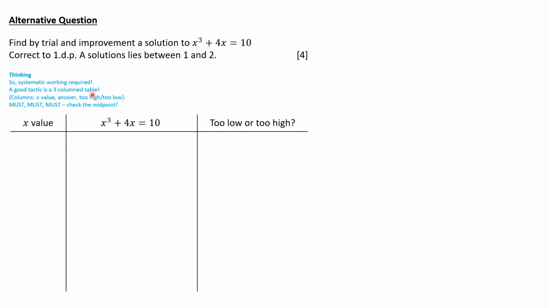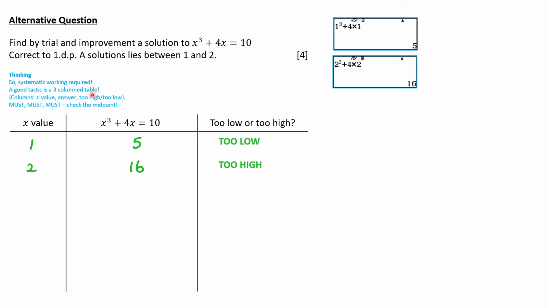So I know I need my table, and I'm going to check 1, and that gives me 5, which is below 10, and then I know that's too low, and then I'm going to check 2. And I pop 2 in and it gives me 16, which is too high. So they're fairly well spaced, so 5 is 5 below 10, and 16 is 6 above 10, so I'm going to go smack bang in the middle, I'll go for 1.5. That gives me 9.375, which is still too low.